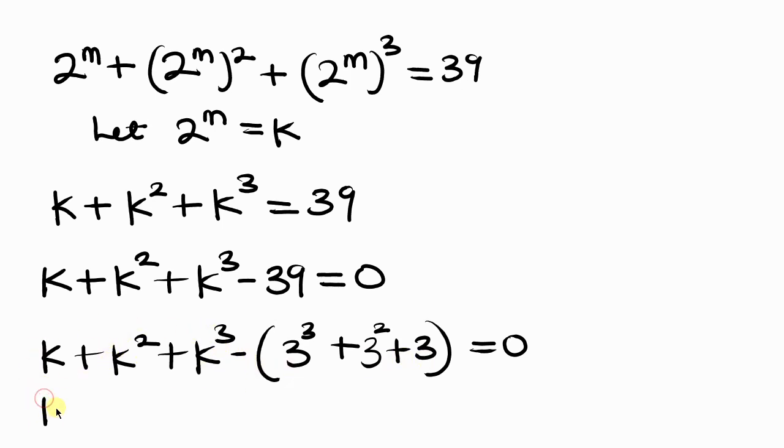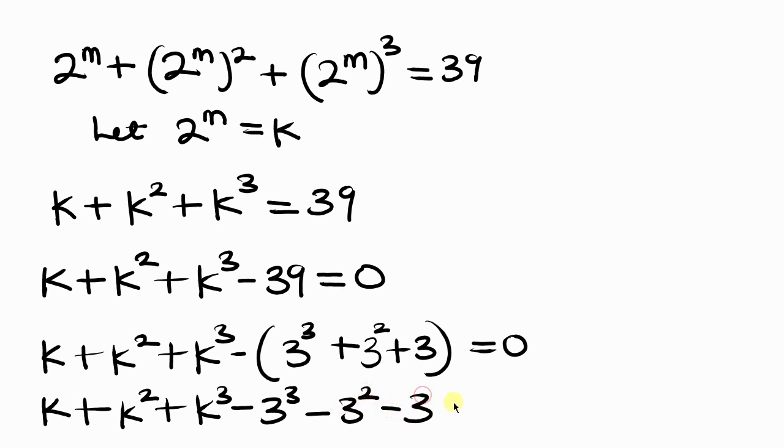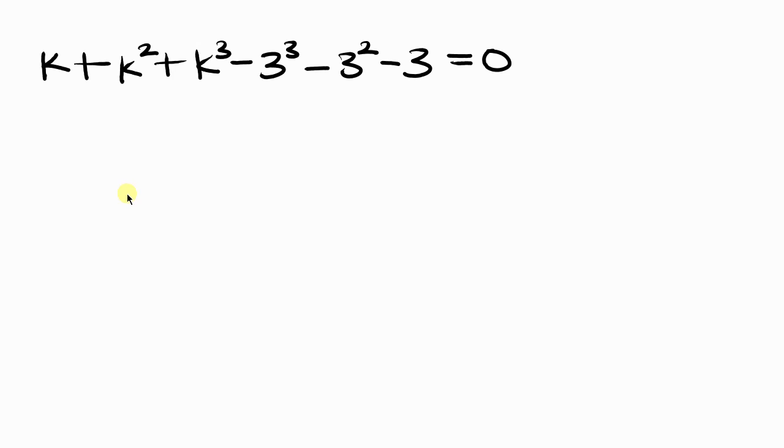So we have k plus k squared plus k cubed. Now, minus 3 cubed minus 3 squared minus 3 equal to 0. Good. Now, let's group them. The terms with cube will be grouped together. So I'll group terms with cube.